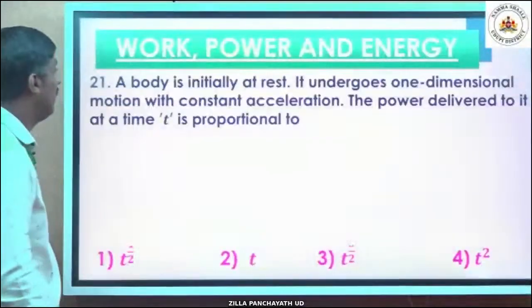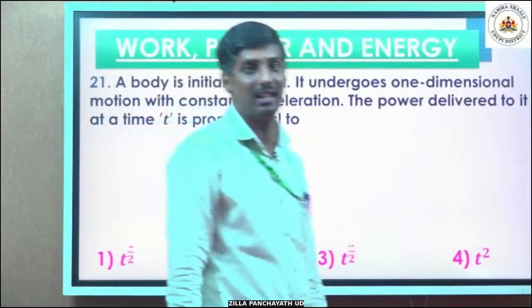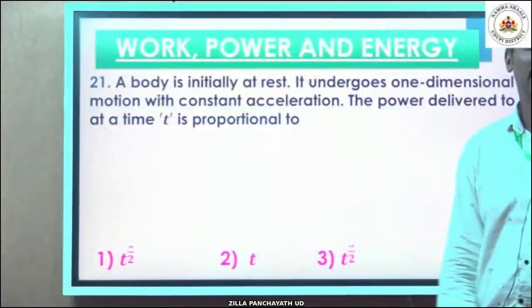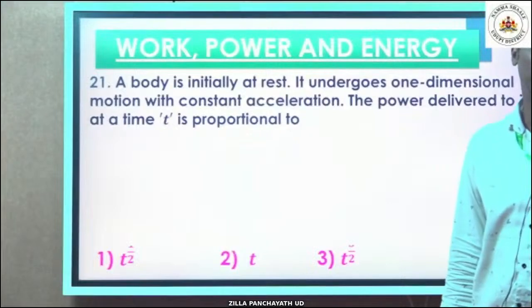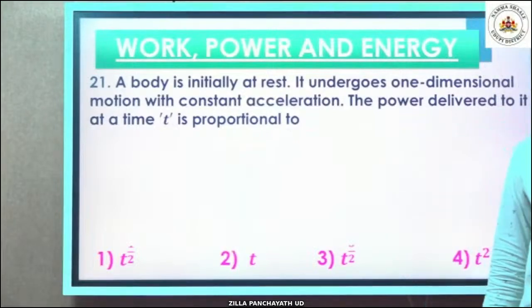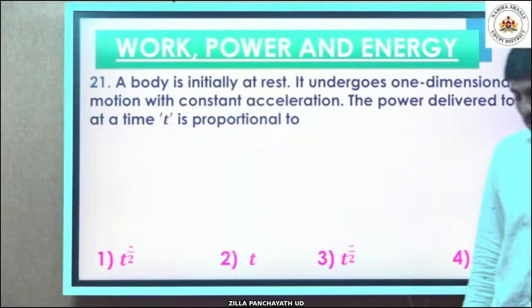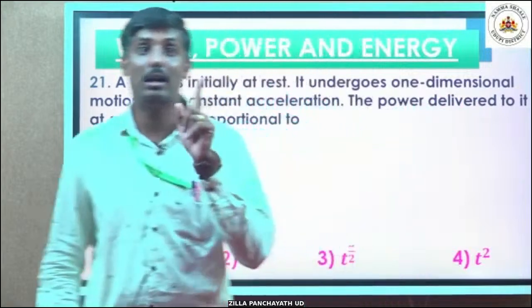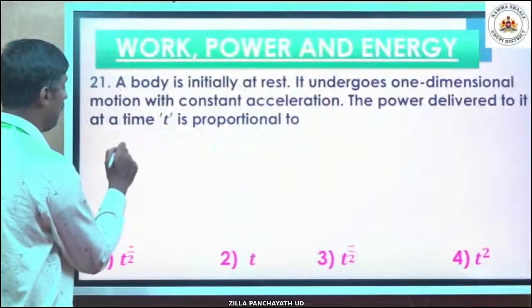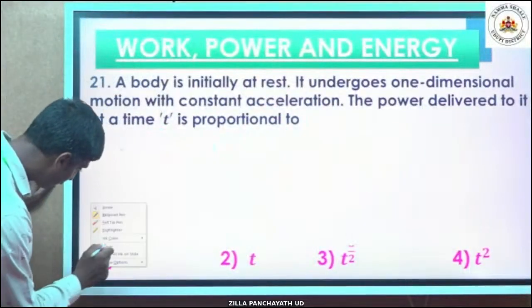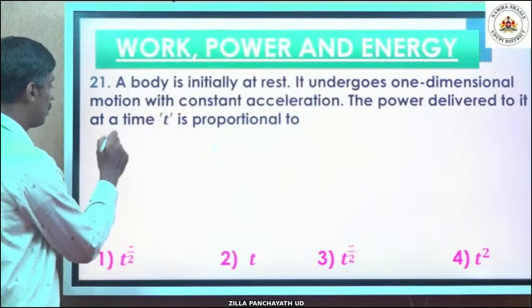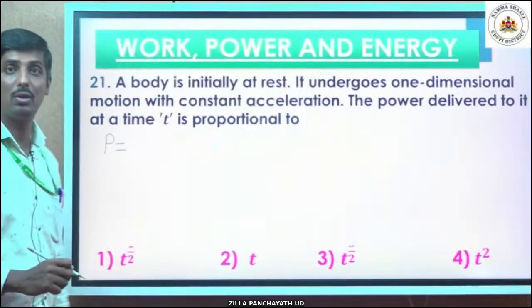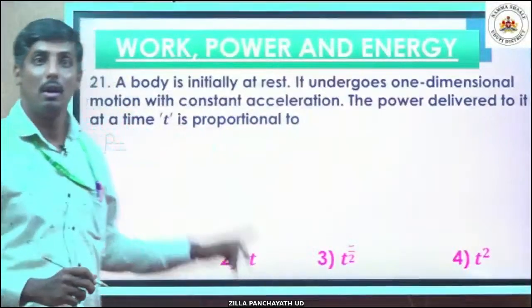Okay, the next will be: the body initially at rest undergoes one dimensional motion with constant acceleration. This is also from the NCERT textbook, students. The power delivered by it is proportional to t. Look what we are talking about, children: power delivered, we are talking about power. Clear? So he is speaking about the power. Okay, power is equal to, with what? Proportional to t.